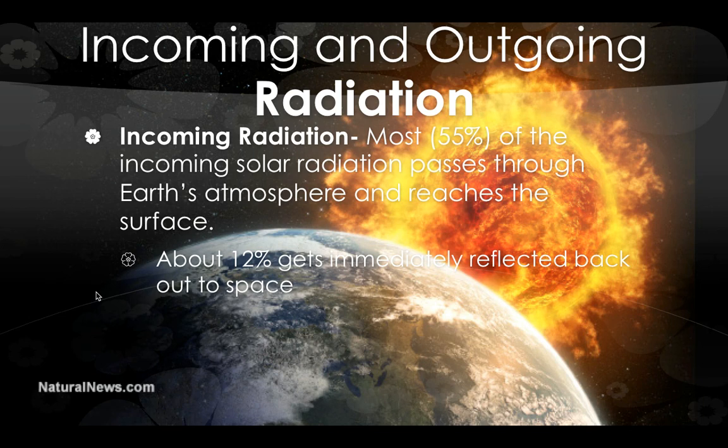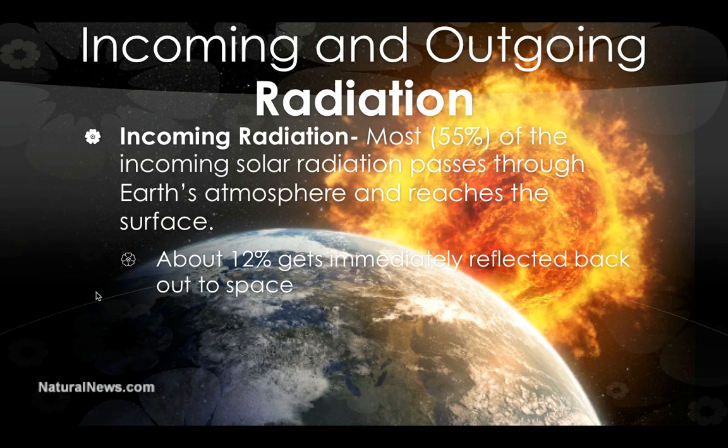Of the sun's energy that reaches the surface, about 12% of it just gets reflected right back out into space. Okay, so of that 55, 12% of it is just going to shoot right back out into space. The rest of it is going to be absorbed by the surface. Of the 45%, if we're following this, that doesn't reach the surface, so 55 plus 45, we're going to get 100, right?